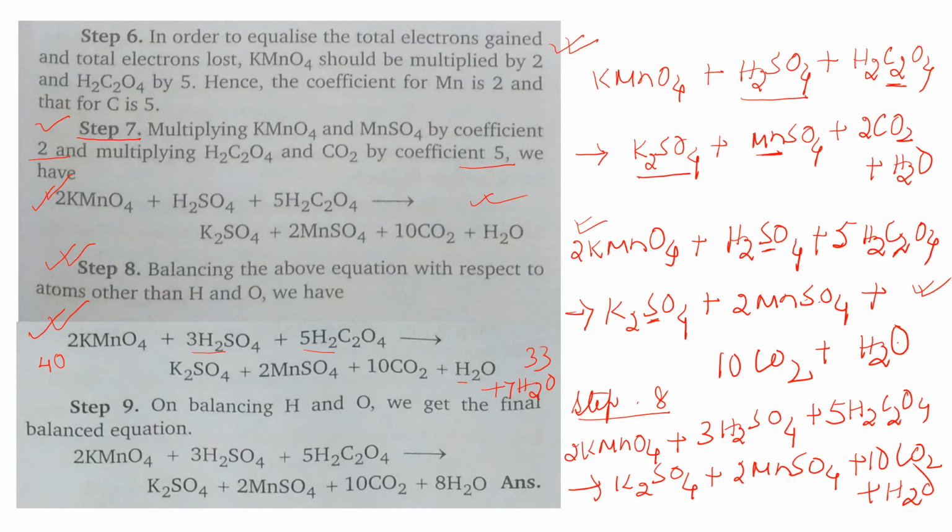So what I am getting, my balanced equation: 2KMnO4 plus 3H2SO4, see from here, 3H2SO4, plus 5H2C2O4, giving K2SO4, 2MnSO4 plus 10H2O. Now this H2O and this 7H2O together are becoming 8H2O. So this is my balanced equation.